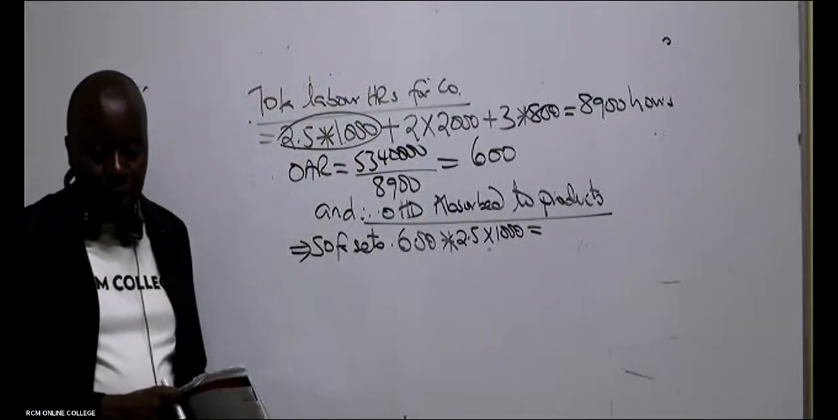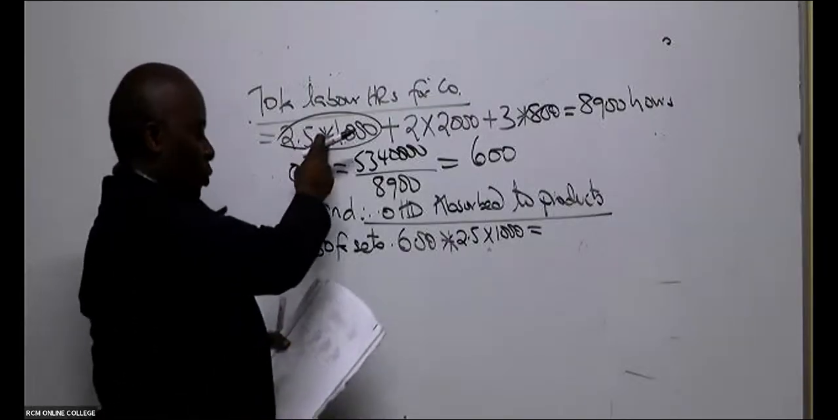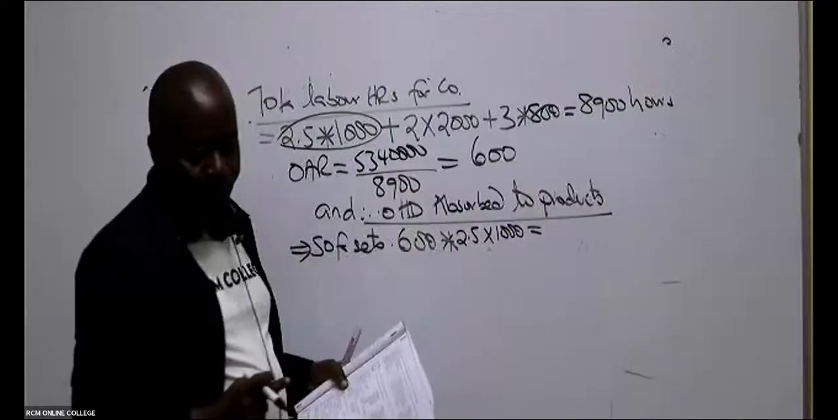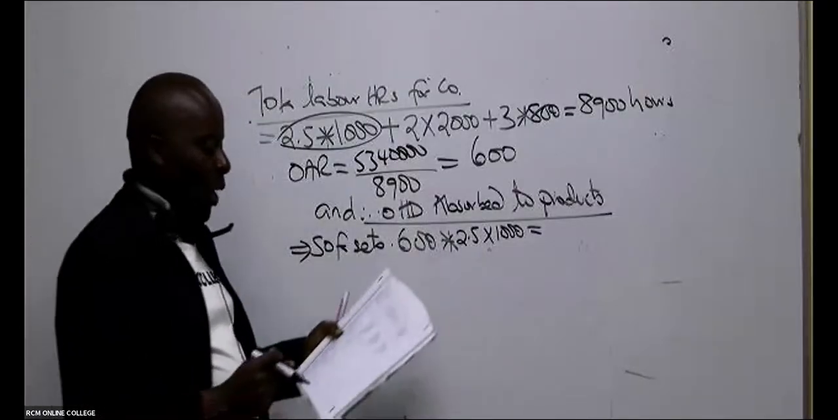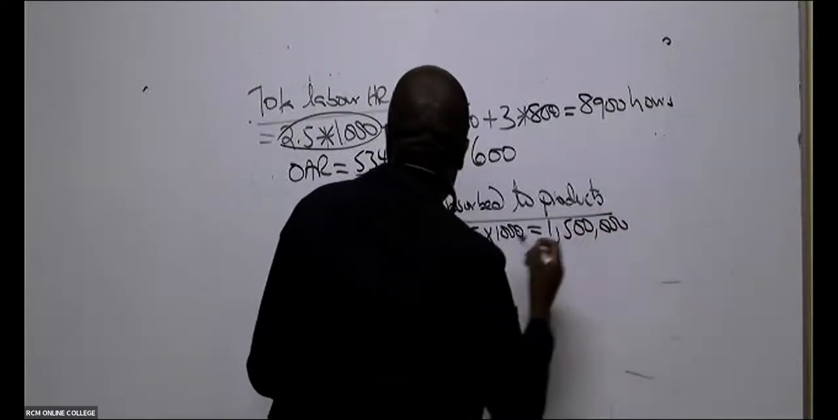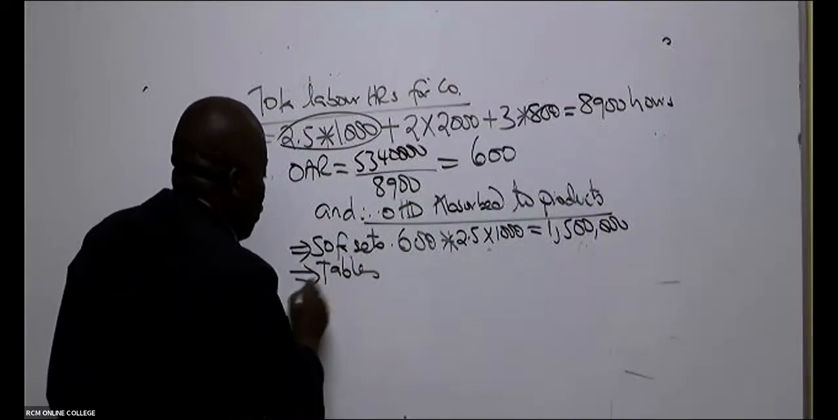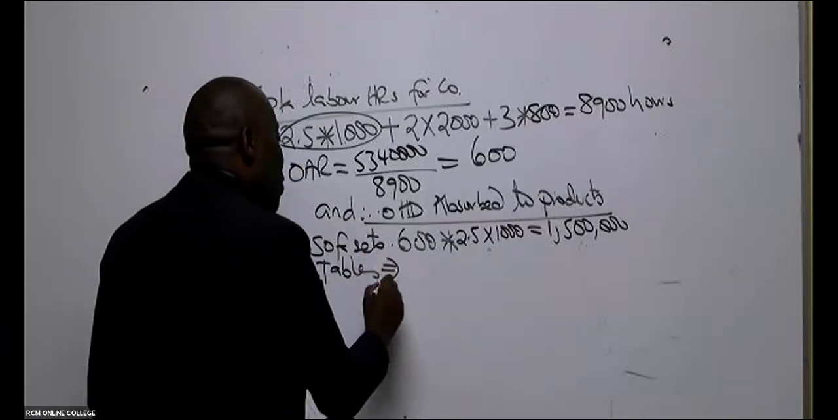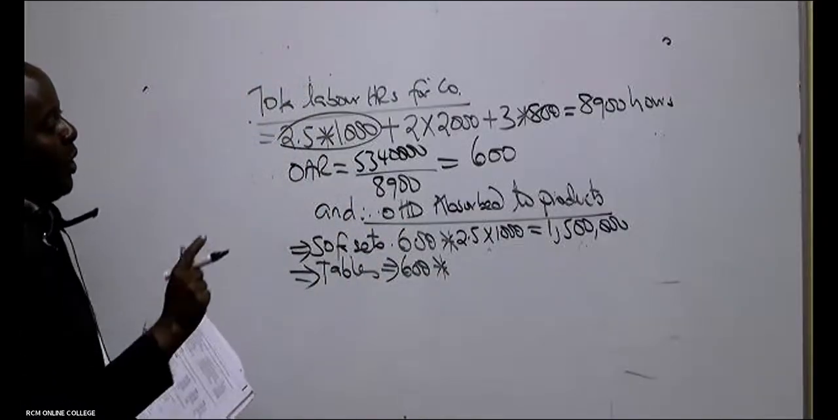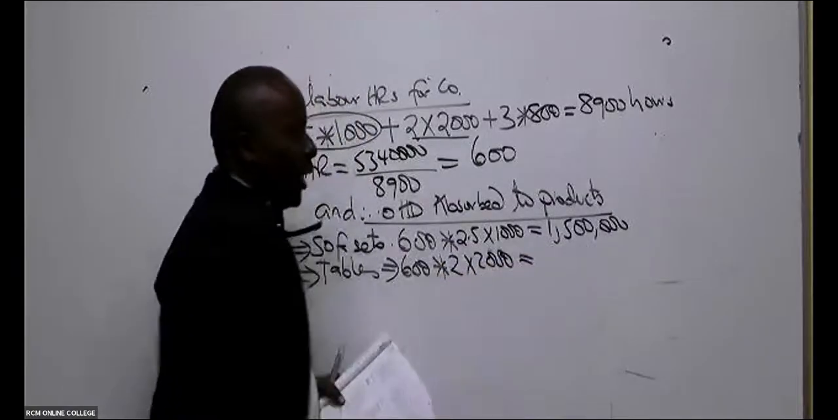Overheads absorbed to all sofa sets we produce. Remember, these are the hours for sofa sets. These are the hours for tables. These are the hours for what here, somebody? Beds. So what does sofa sets give me? 1.5 million. Thank you so much. Then how much shall be absorbed by tables? Absorption rate is 600 per hour, times the hours that we need for all the tables. All the tables hours are here. Times 2 times 2,000. So then this one here will end up giving me what figure?